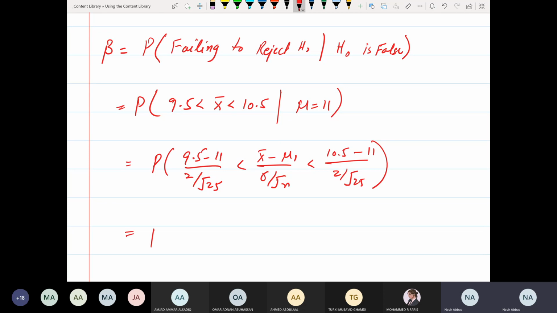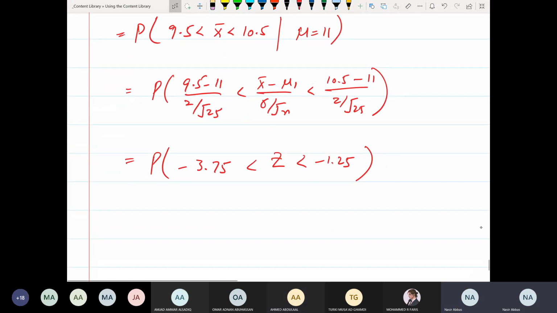So you'll get this one, probability of z between the two values. And what are those two values? 9.5 minus 11, that is minus 3.75. Between minus 3.75 and minus 1.5. So that will be probability of z less than minus 1.25 minus z less than minus 3.75.